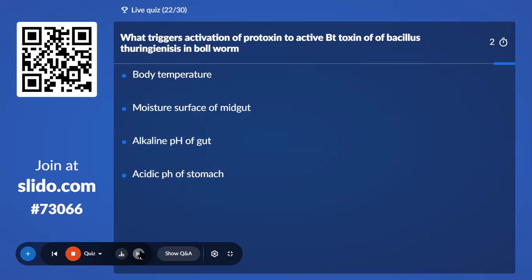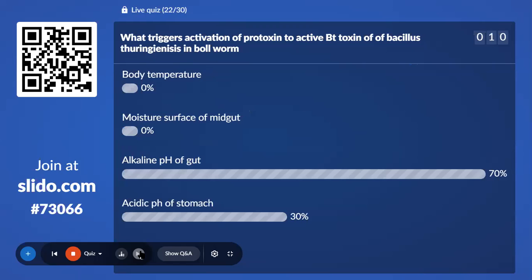And the poll rate before you. 70% students voted it as option C, revealing the correct answer, and it's alkaline pH of the gut.